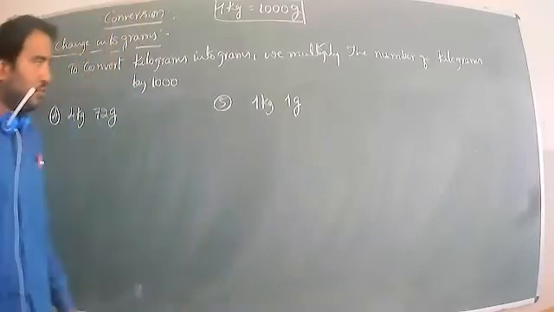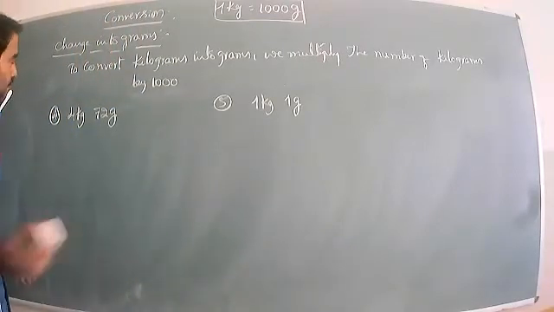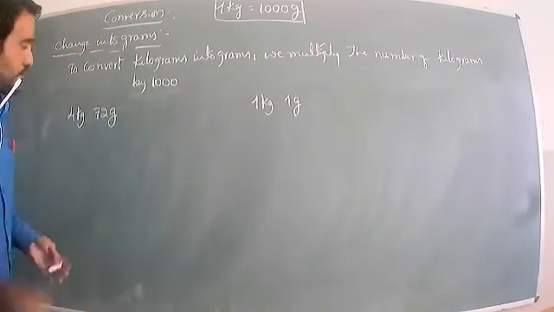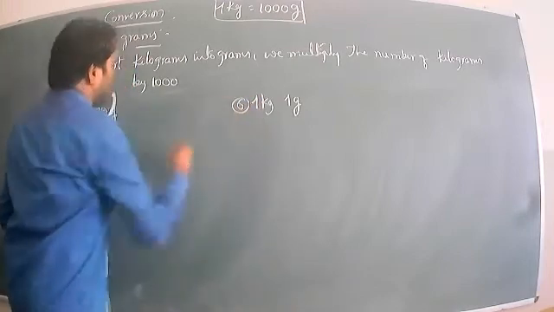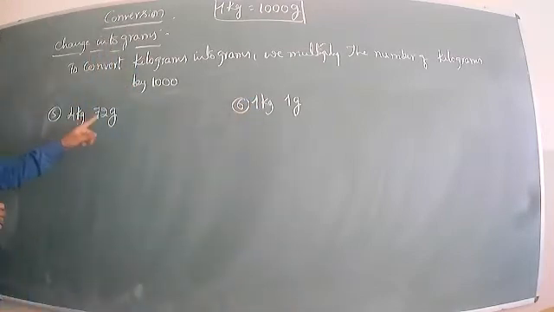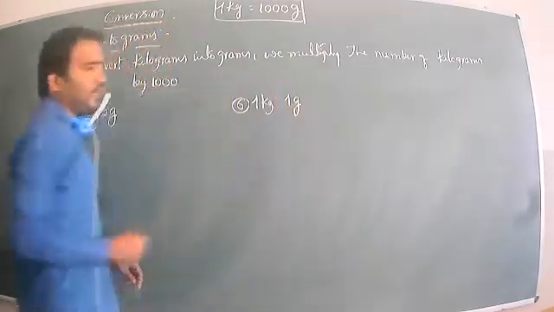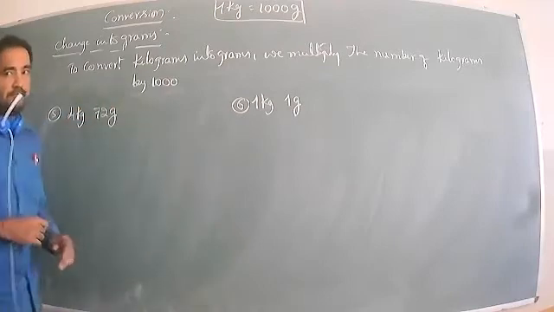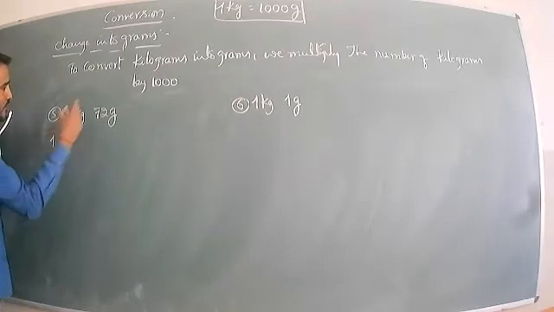Another two questions, fifth one, sixth one. So now 4 kg 72 gram. Another one, sixth one, 1 kg 1 gram. These should be completely converted to gram. So now 4 kg is there. First we should convert 4 kg to gram. The remaining 72 gram we can add.